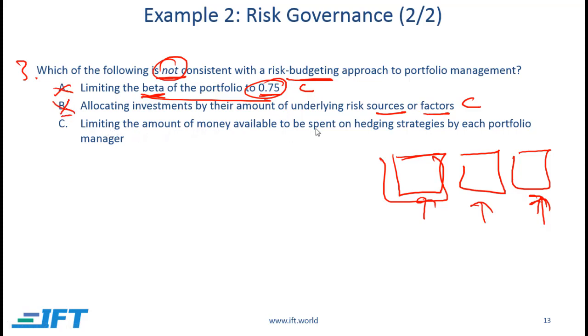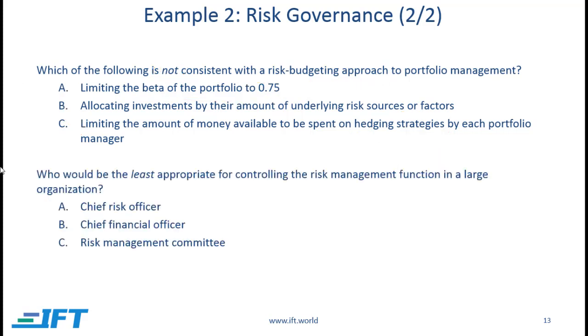C, limiting the amount of money available to spend on hedging strategies by each portfolio manager. Now, this is not consistent because this is putting limits without considering risk tolerance. So this is the best answer because we are looking for something that is not consistent with the risk budgeting approach. 4. Who would be the least appropriate for controlling the risk management function in a large organization?